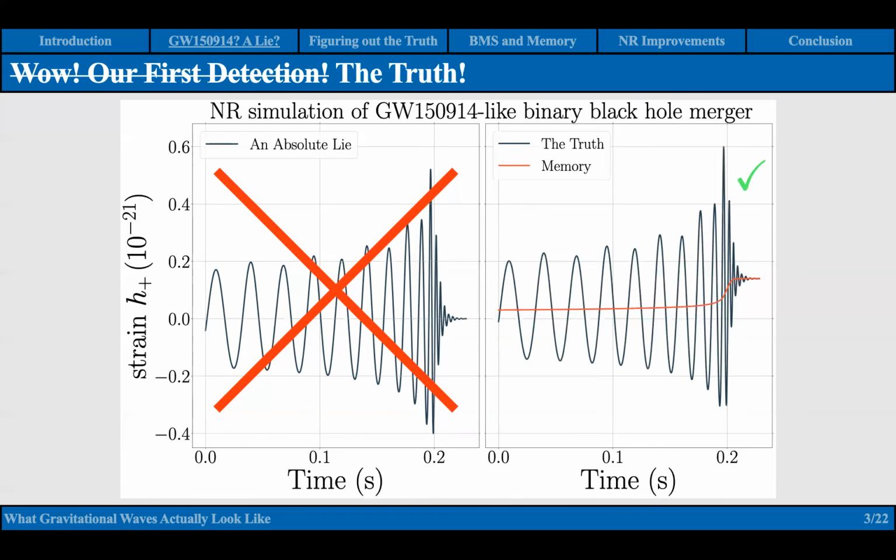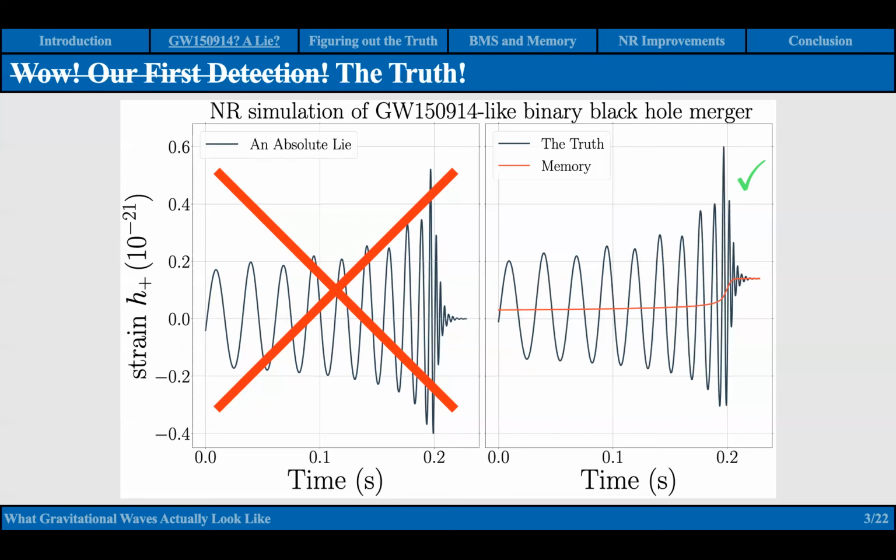What's really going on is that whenever you have a gravitational wave, not only is there this oscillatory signal that LIGO is going to detect, but there's also this permanent offset, which you can think of as the evolution of the average value of the strain. The name given to this average offset, which I've highlighted in red, is the gravitational memory effect.